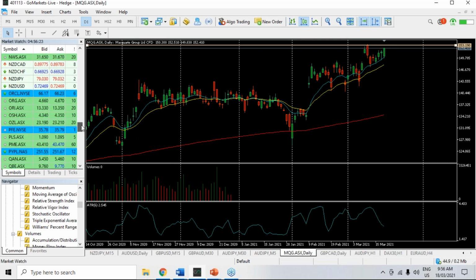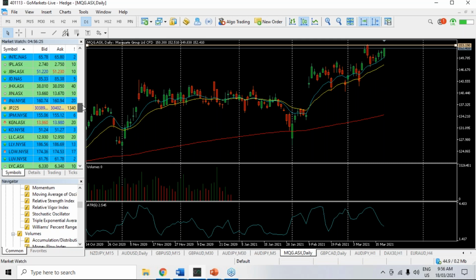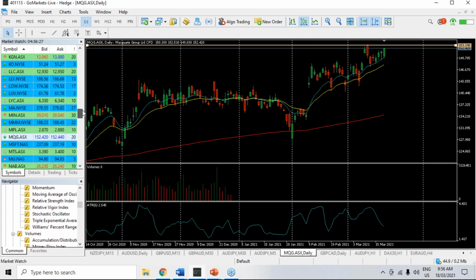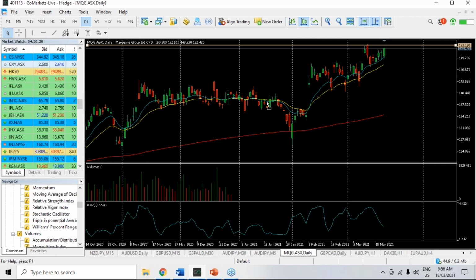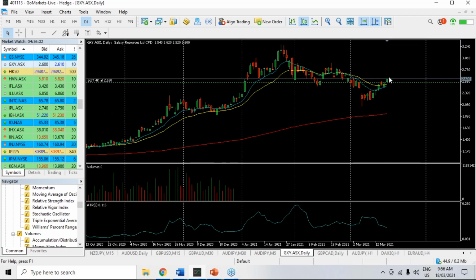Now, I mentioned lithium. There's a couple of stocks. Galaxy were one that I had a little poke at yesterday. You can see it's moved higher. It moved higher again.